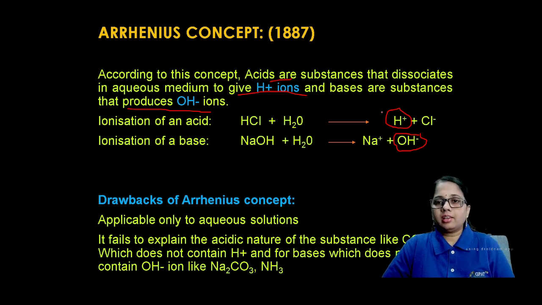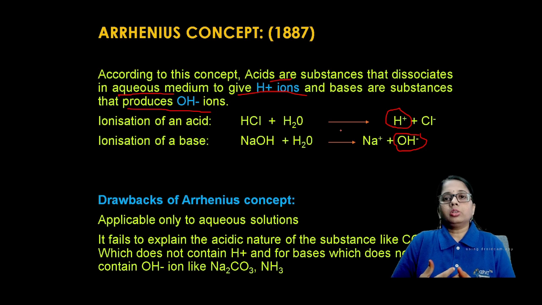That's why Arrhenius gave the concept that acids dissociate into H plus ions in aqueous medium. You should remember that it is in aqueous medium, and bases are going to give you the OH minus ion. Thereby you are going to see different types of proton donors and proton acceptors in the different elements or ions we are going to analyze.